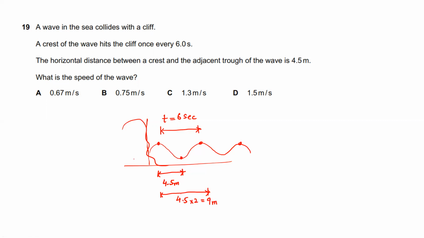So now, the total distance is 9 meters, and it takes 6 seconds to cover this distance. So velocity is equal to distance by time. Distance is 9 meters, time is 6 seconds. So the answer is 3 by 2 meters per second, or 1.5 meters per second. And this is the velocity of the wave. Answer B is the right choice we have.